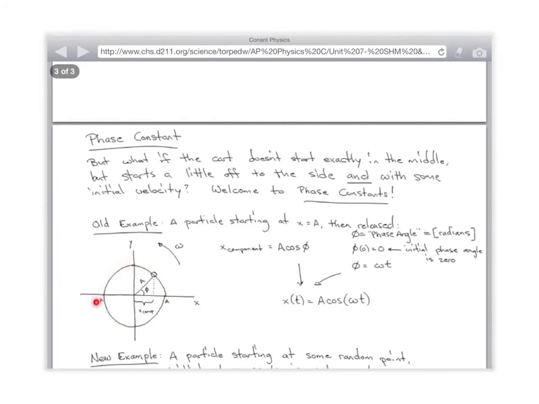Could I have somebody come up to the board and help me out with this? Justin, could you just have your finger trace along the x component? Too slow. What's Justin's finger doing? Oscillating. It's just oscillating back and forth.